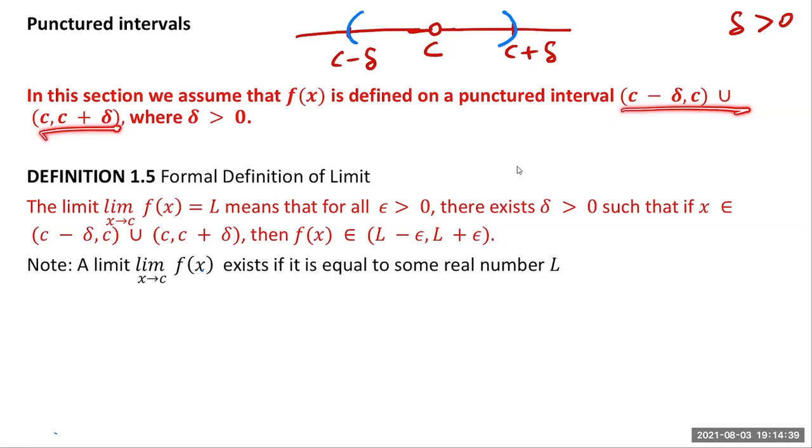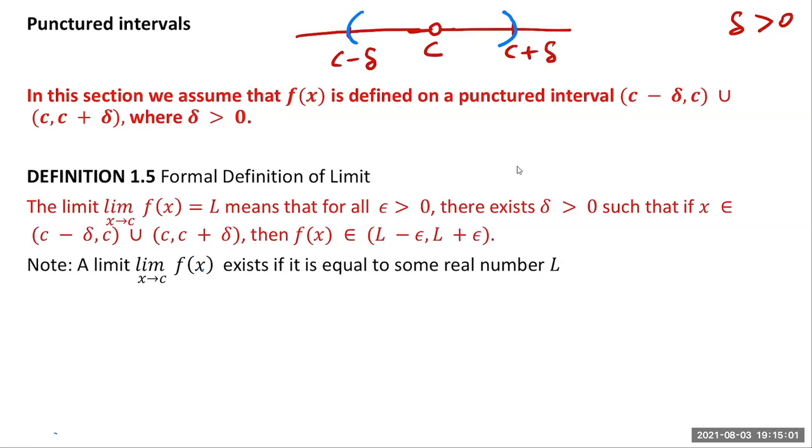Okay, this is what we call a delta punctured interval, sometimes called a punctured interval. Sometimes you say delta punctured interval. Delta means this length is delta. As you can see, this length is delta. This length is also delta. All right, that's what we mean by a punctured interval.